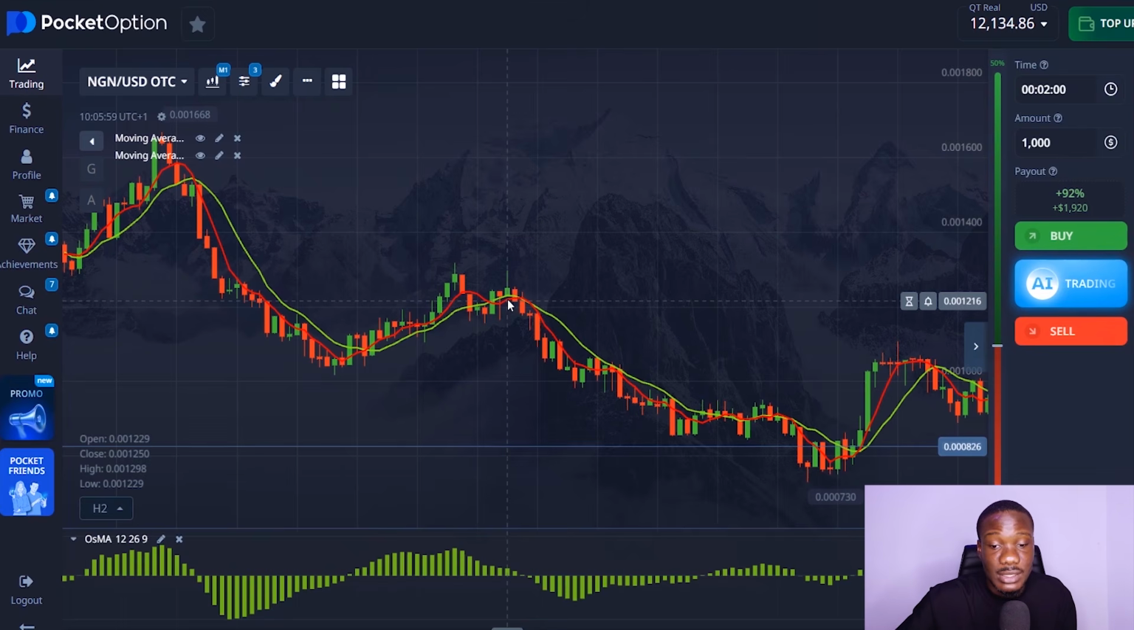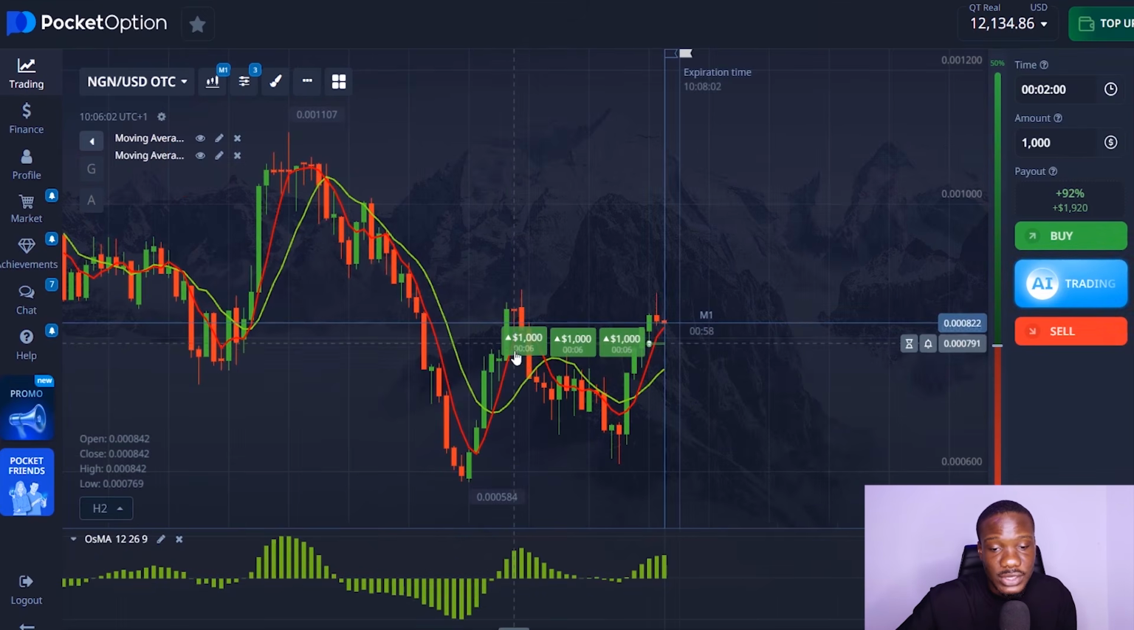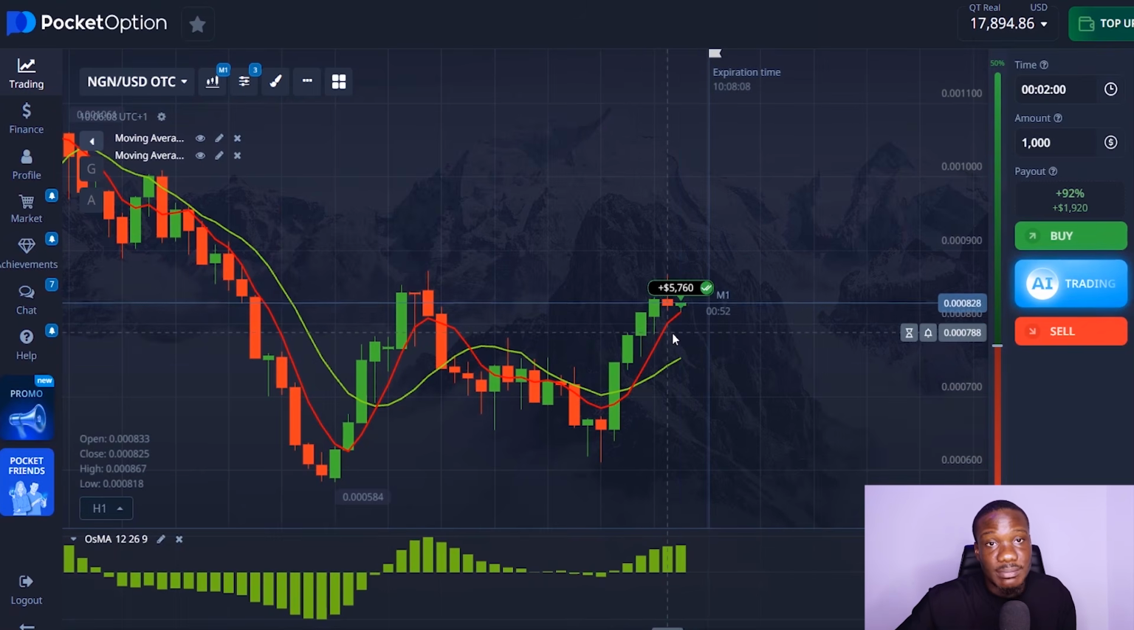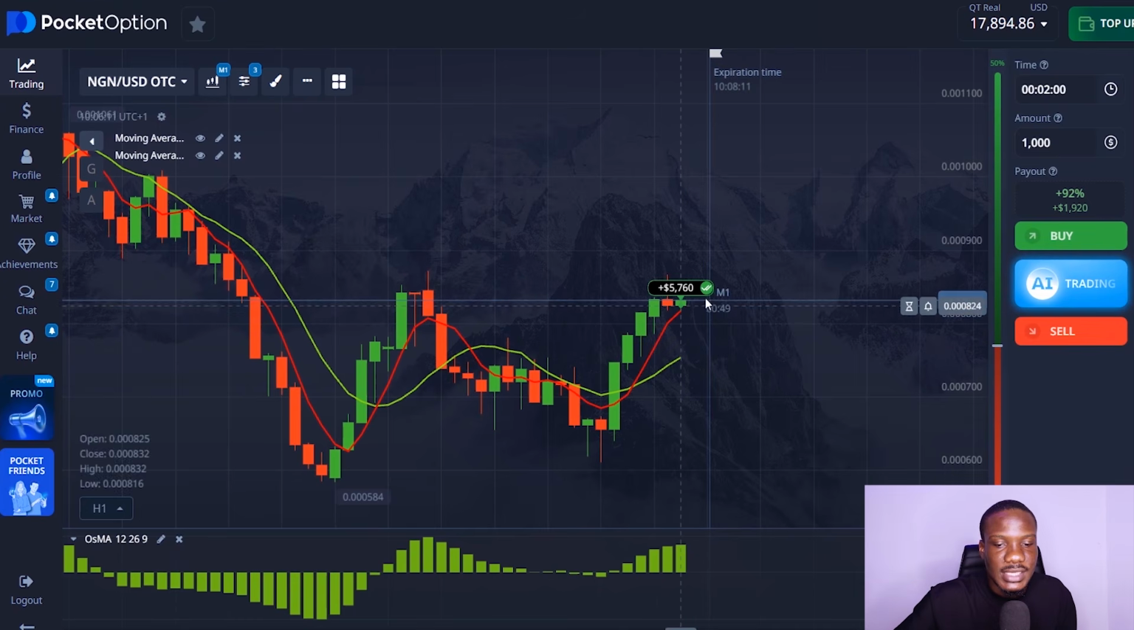Even though you're having a good confirmation, please do not take a trade. Before you can actually take a trade, you need to have a clear candlestick movement giving you the strength of the market before you can actually place your trade. I hope you're getting that right. And right here, guys, I make my first win in the market.